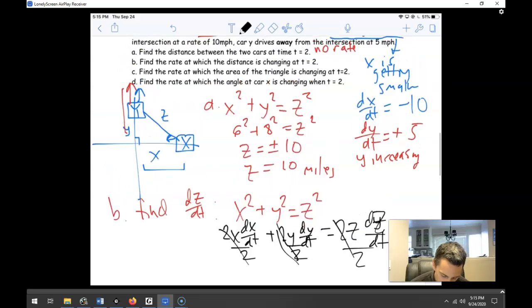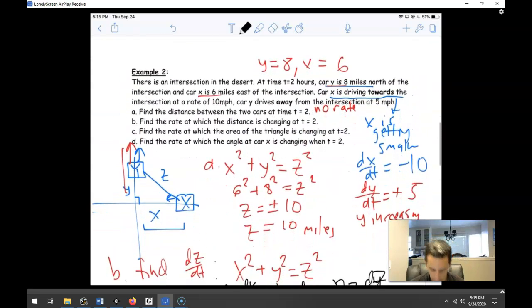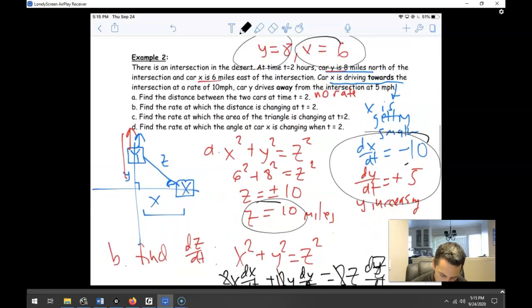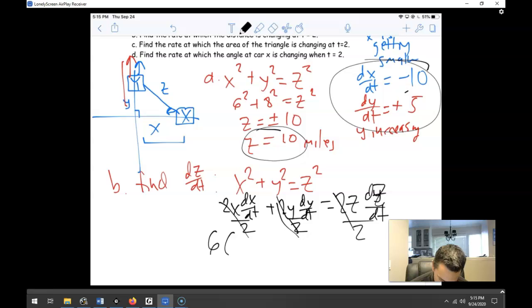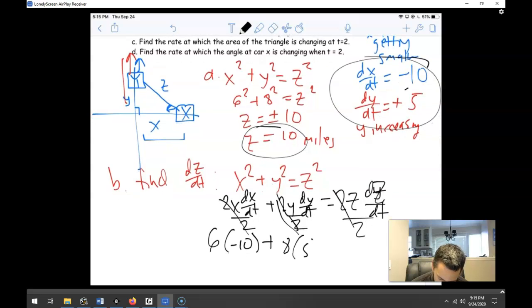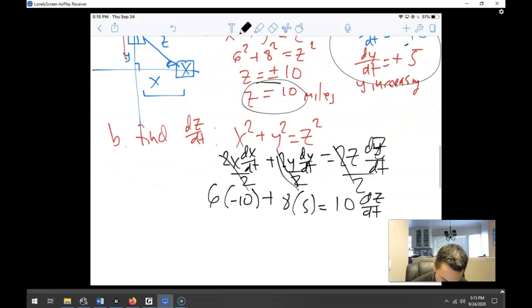Okay, so when I plug in, and now I'm just doing plug-a-palooza, right? I know y, I know x. At the same point in time, I can use z. I know my dy/dt and the dx/dt, so I'll just plug all those in. So x was 6. So I'm going to have 6 times -10 plus y was 8, and dy/dt is 5, equals, and the z was 10 times dz/dt. So -60 plus 40, so I have -20 equals 10 dz/dt. So -2 equals dz/dt.